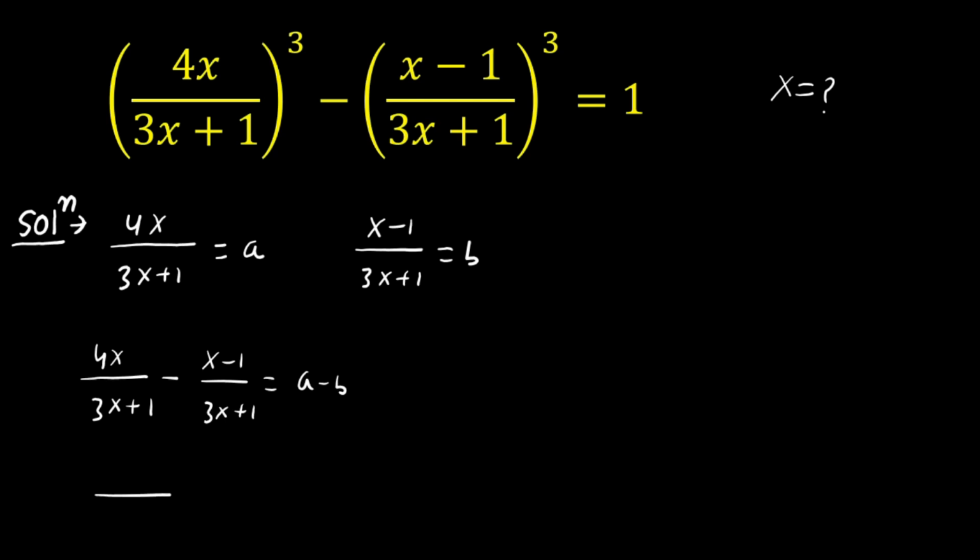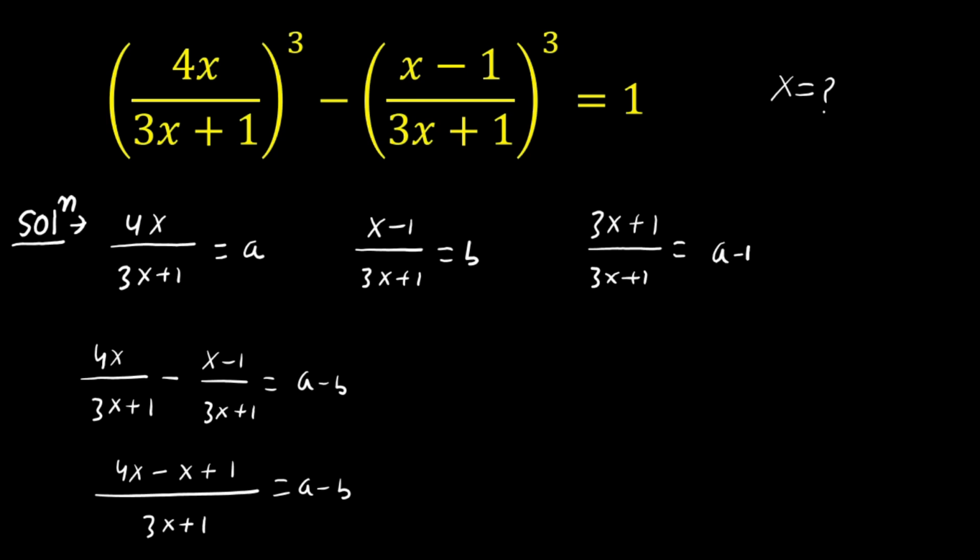Here the common denominator is 3x plus 1, and the numerator is 4 times x minus x plus 1, and this is equal to a minus b. 4 times x minus x is 3 times x plus 1, divided by 3 times x plus 1, and this is equal to a minus b. So this 3x plus 1 and this 3x plus 1 cancel out, then the value of a minus b is equal to 1.